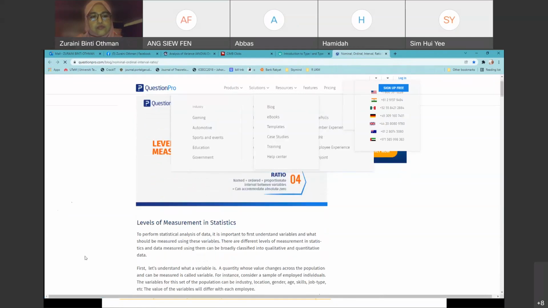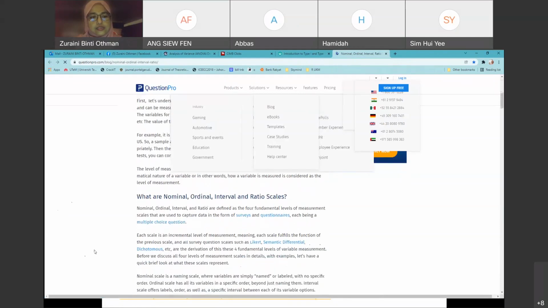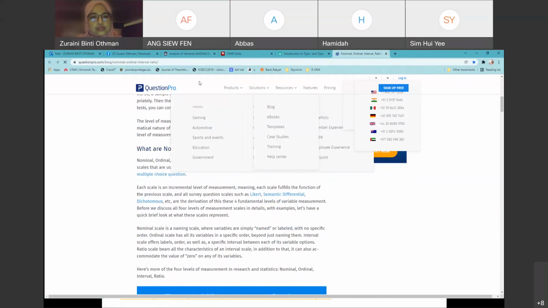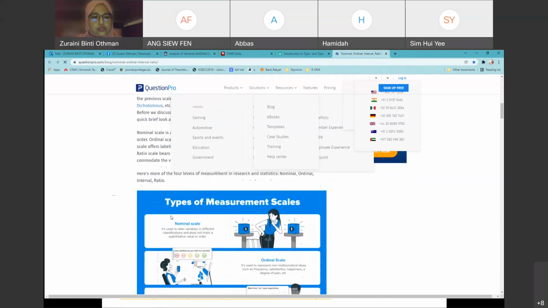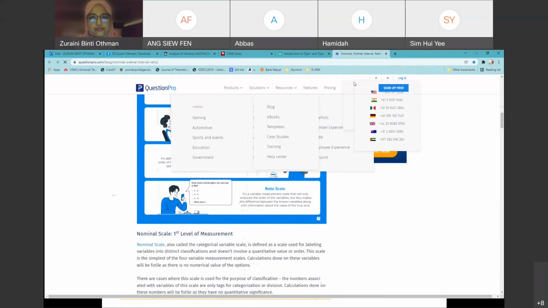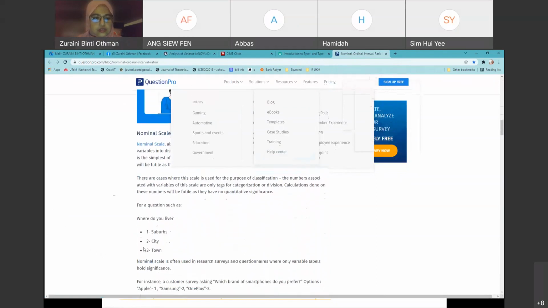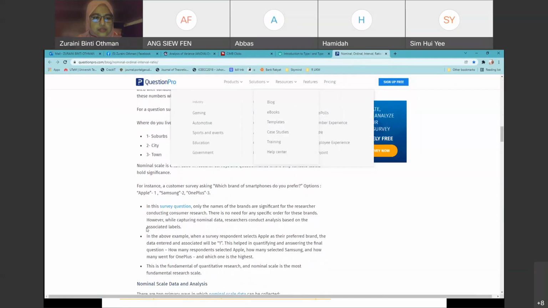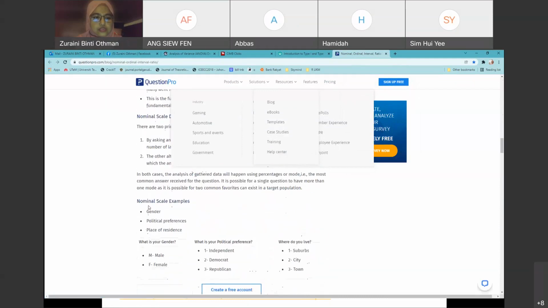Okay. Level of measurement in statistics. The example that I used just now is from this website. Okay, this is a nominal scale example: gender, political preference, and place of residence.